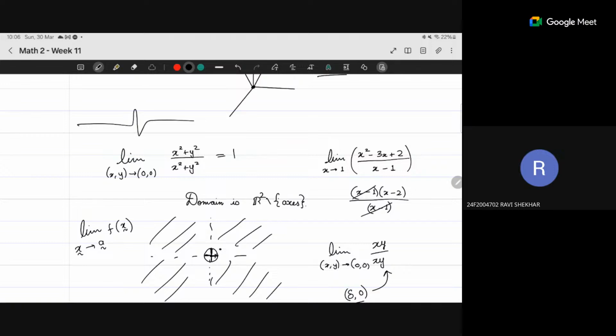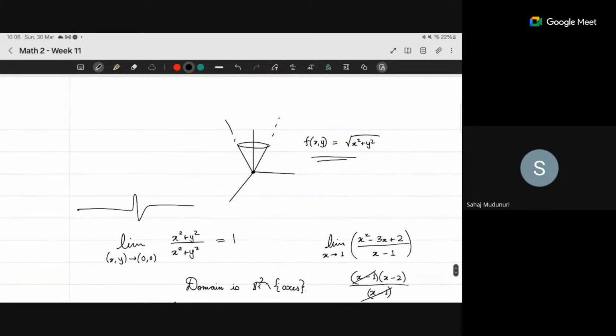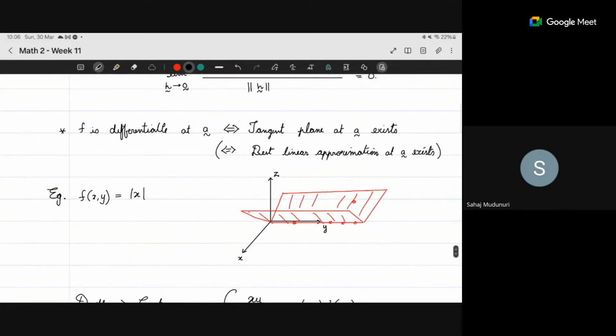Got it. Sir, one last question, sir. How do we know if a plane exists or not? What is the computational method to see if a plane exists or not? Well, a sufficient condition, and it is just a sufficient condition, is that partial derivatives exist and are continuous. That would be enough.